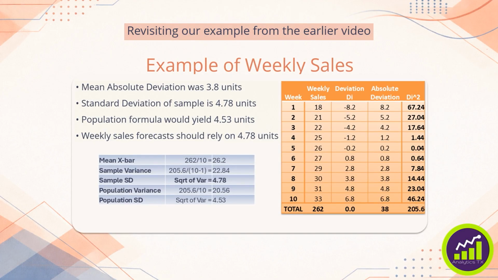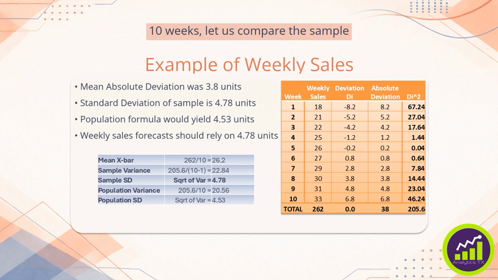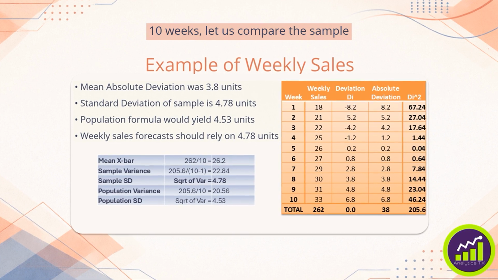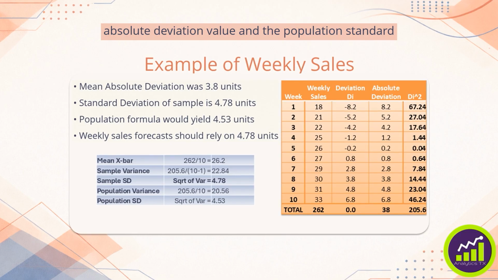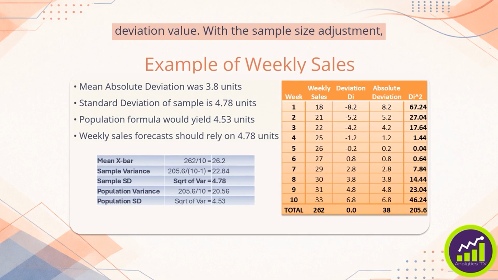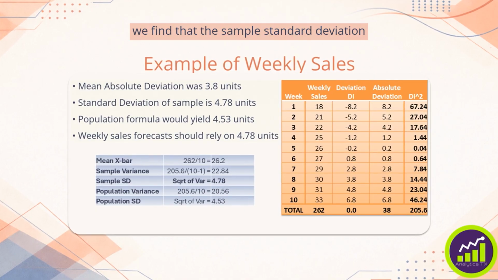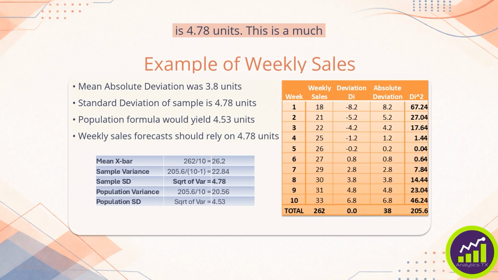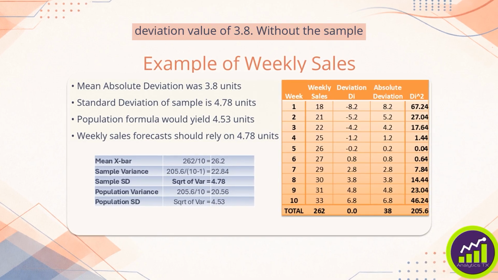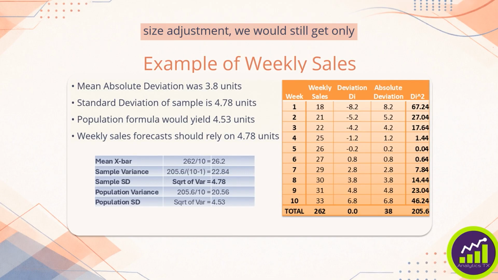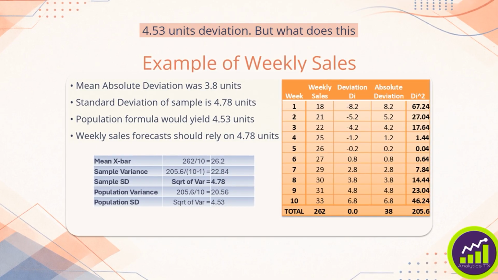Revisiting our example from the earlier video about a sample of weekly sales for 10 weeks, let us compare the sample's standard deviation values with the previous mean absolute deviation value and the population standard deviation value. With the sample size adjustment, we find that the sample standard deviation is 4.78 units. This is a much higher spread than our original simple mean deviation value of 3.8. Without the sample size adjustment, we would still get only 4.53 units deviation.